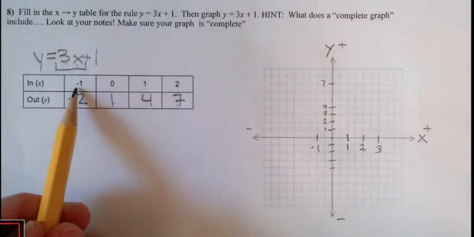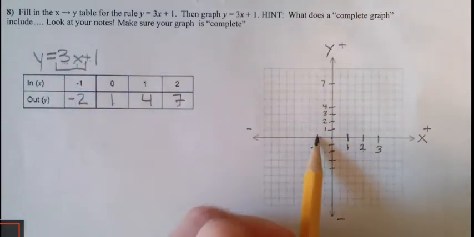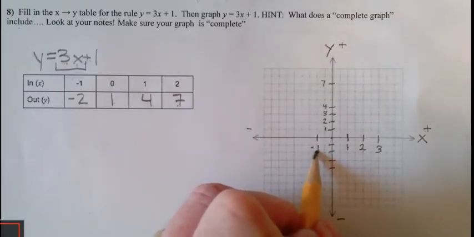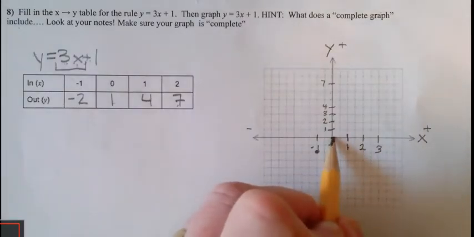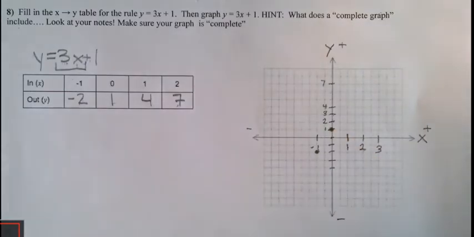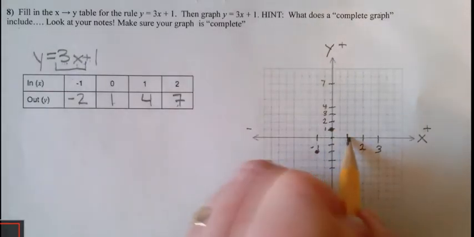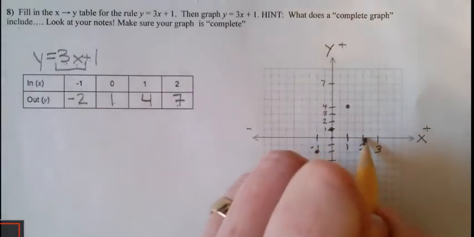So the first point, I have negative 1, negative 2. So we go to negative 1 on the x-axis and then negative 2 down. And then I have 0, 1. So 0 on the x-axis, I don't move, but I go up 1. And then I have 1, 4. So I go to 1, 4. And then I go 2, 7.